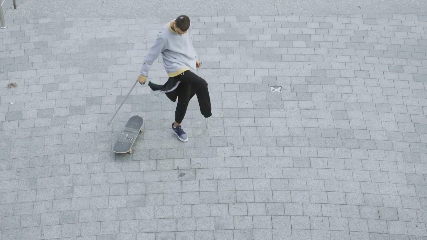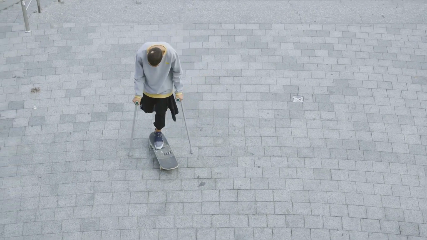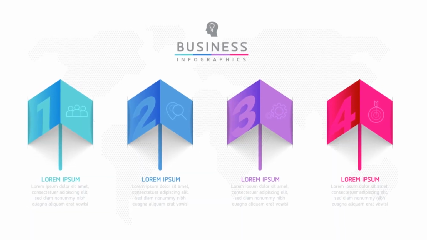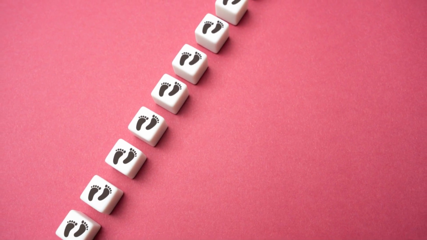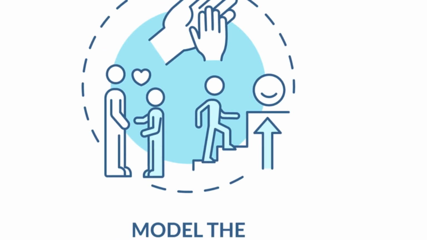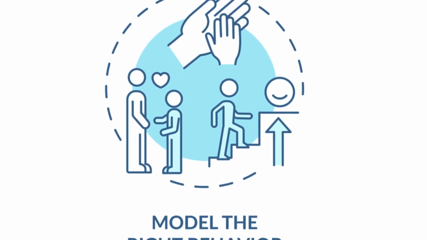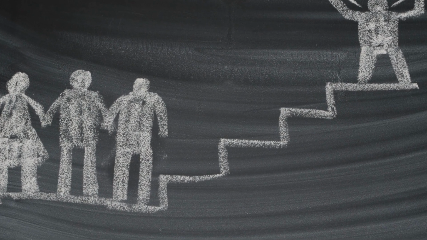This reinforcement strengthens the association between the behavior and the positive consequence. As the individual progresses through the intermediate behaviors, the criteria for reinforcement become more stringent. Only behaviors that more closely resemble the target behavior are rewarded. This gradual increase in the difficulty level ensures that the individual continues to learn and refine their skills.